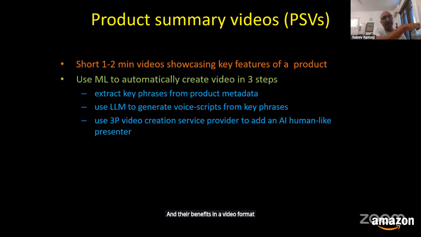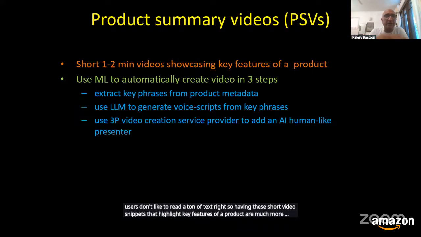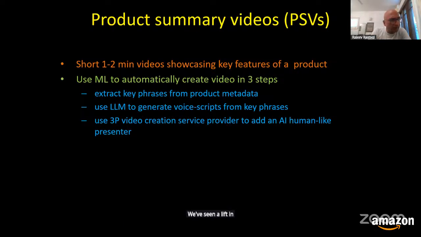So one thing we found is users don't like to read a ton of text, right? So having these short video snippets that highlight key features of a product are much more engaging. And we've seen a lift in conversions as a result of that. But manually creating these videos is expensive. It's over $100 per video. So we came up with some ML techniques to automatically create these videos in a workflow.